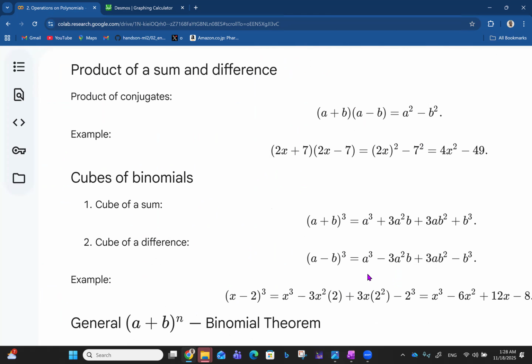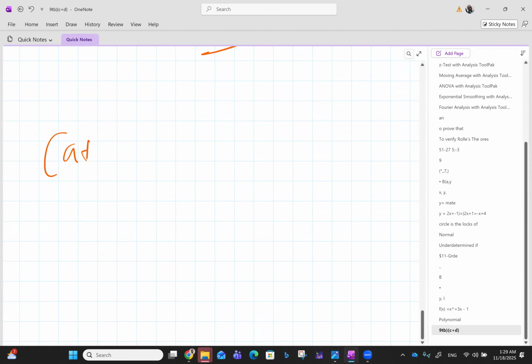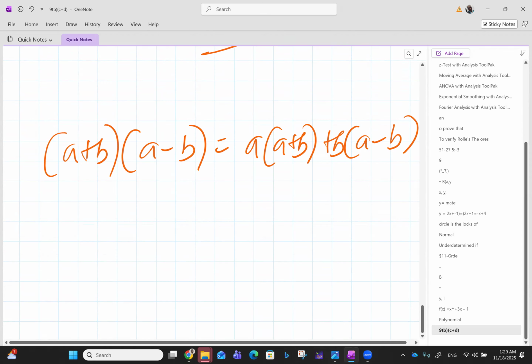Then we also have something like the product of a sum and difference. So these are product conjugates now. So a plus b times a minus b, that's simply a squared minus b squared. How does that come about, right? Maybe you're wondering. So you have a plus b into a minus b. Of course, that's a multiplied by a plus b, then plus b multiplied by a minus b, right? So, oh, sorry, that's my bad there.